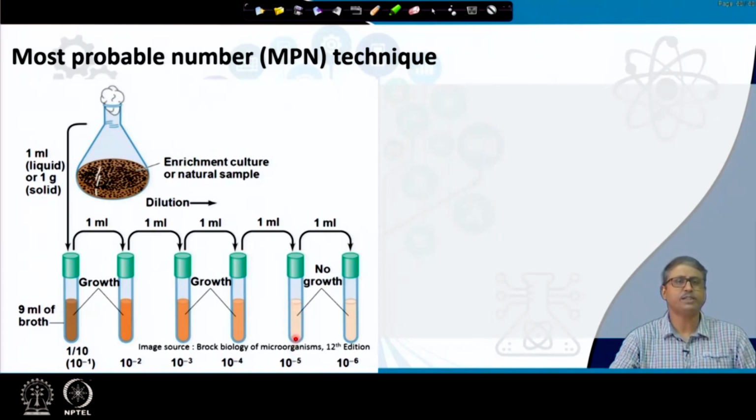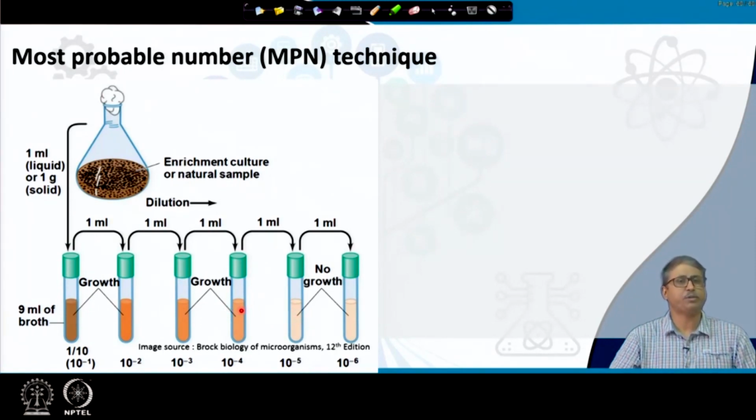So, if at 10 to the power minus 5 there is no growth, that means not even a single cell has reached. So, that means the total number of cells is actually less than 10 to the power 5. Because if the cell number had been 10 to the power 5, then after dilution at least one cell might have reached this dilution tube and it might have grown, but it has not grown. That means the dilution has prevented the cell from reaching this particular tube. So, it must be less than 10 to the power 5, so that is some order of 10 to the power 4.